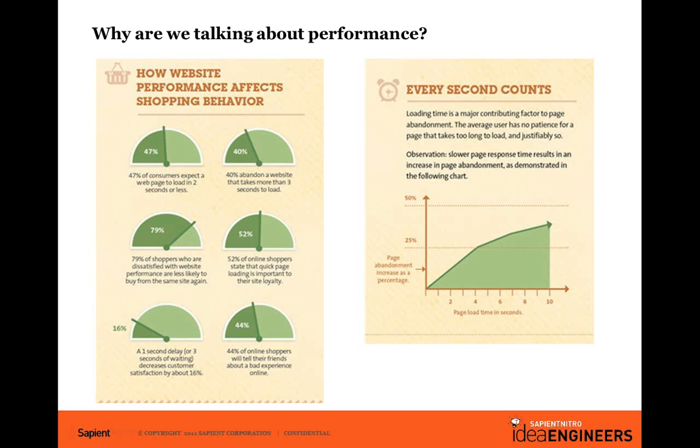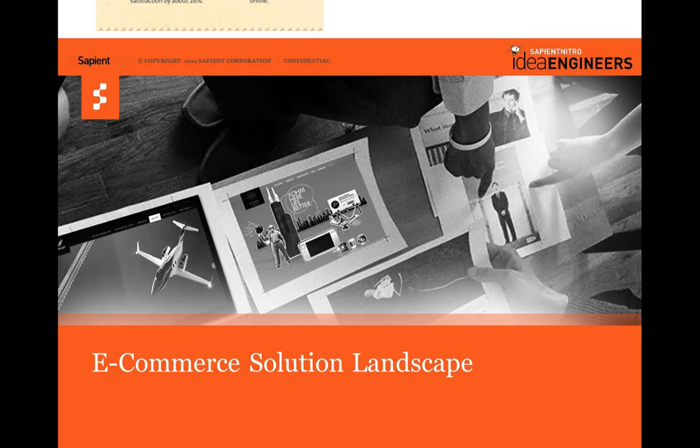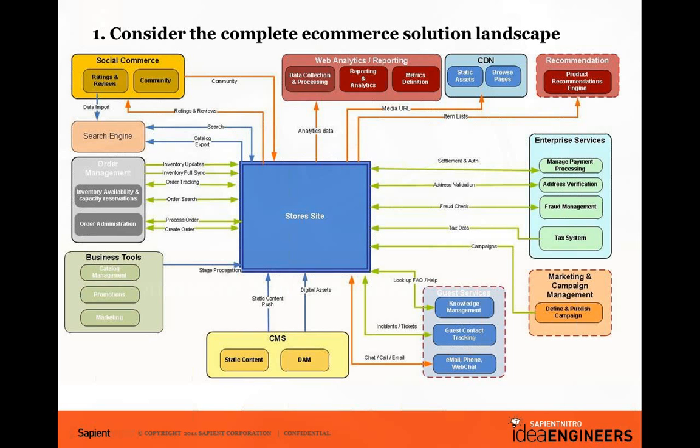So now that we understand why site performance is critical and what its implications are, let us spend a minute understanding what an e-commerce solution really entails. What does the landscape look like? Look at this landscape. This is a typical system context diagram for a stores application.